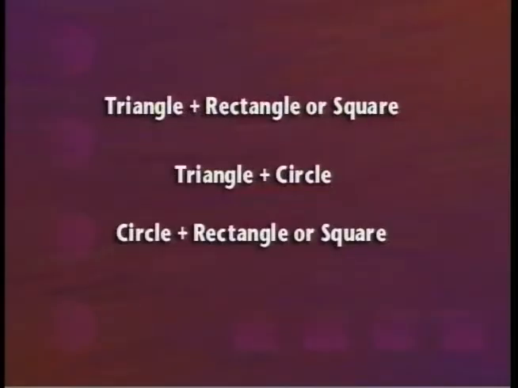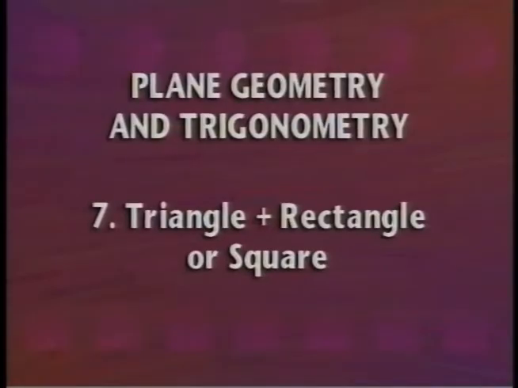Some ACT mathematics problems combine two geometric figures. In most cases, these combined figures are composed of either a triangle plus a rectangle or square, a triangle plus a circle, or a circle plus a rectangle or square. To work with these more complicated geometric figures, identify the simpler figures in the diagram and apply the facts that we've already learned. Let's try a problem.